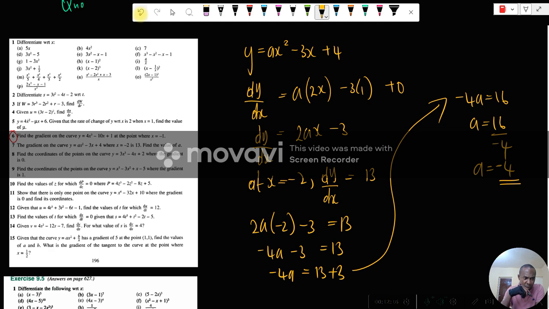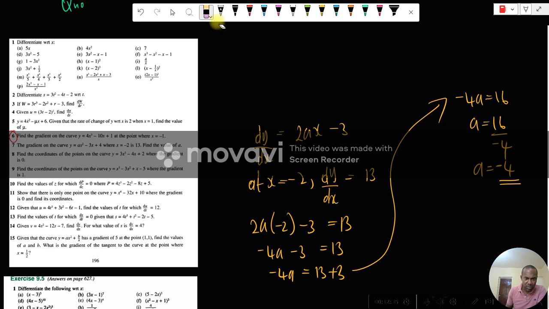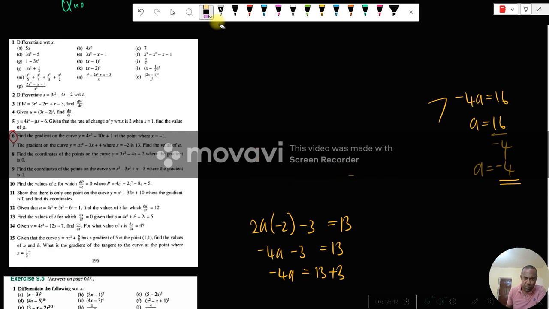Number 8 says, find the coordinates of the points on the curve y equals 3x cubed minus 4x plus 2, where the gradient is 0. So this one is a cubic expression, but the procedure is quite similar. We first have to find dy by dx. They want us to find the coordinates of the points, so plural, on the curve where the gradient is equal to 0. So when you find dy by dx, we're going to set it to 0 and solve for x. Is that clear?